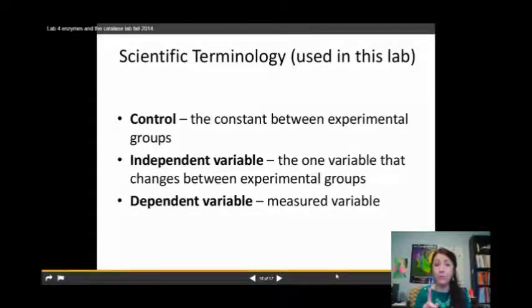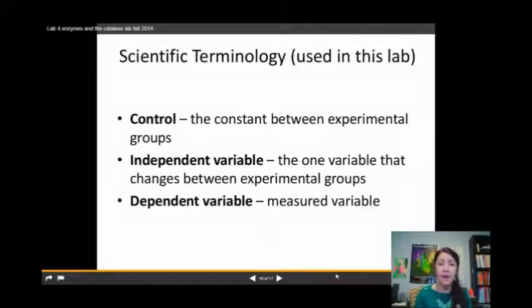You should know, first of all, what the control is. So the control is something that is constant between all of the experimental groups. And then independent variables are the variables that we're changing between experimental groups. And the dependent variables are the things that we measure.